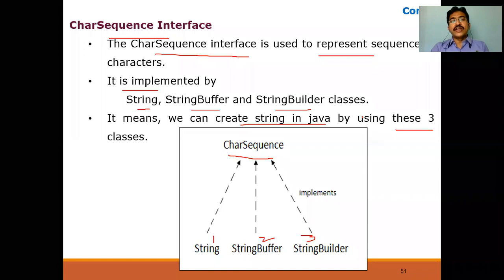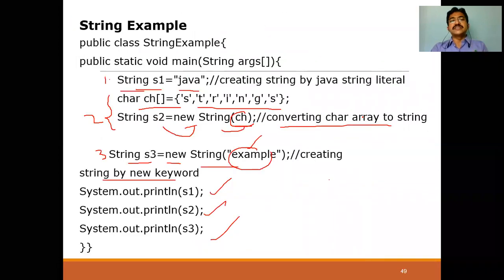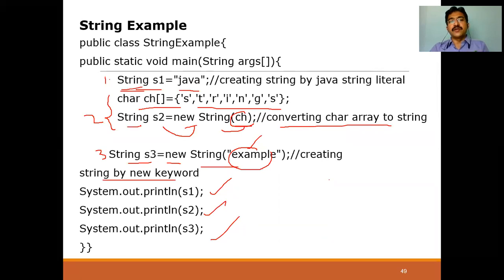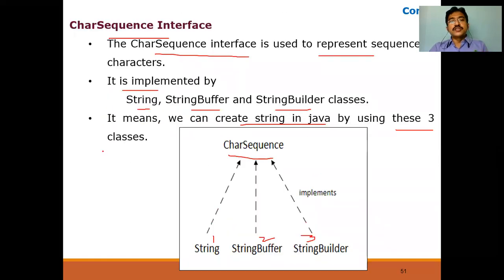Already in the previous examples, we have clearly seen how to create an object, and how you create a string in Java with the help of the String class. This is the first way, String. In the same fashion, we can also create with the help of StringBuffer. This is the second way. The third way, we can create a string in Java with the help of StringBuilder. That's why the CharSequence interface is implemented by String, StringBuffer and StringBuilder.